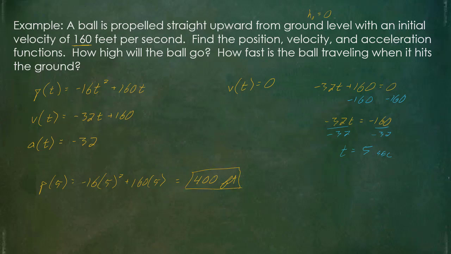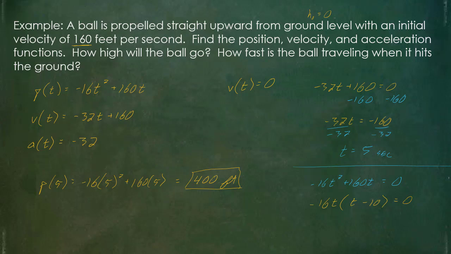Then the second part is, how fast will it be traveling when it hits the ground? Its position when it's on the ground would be 0, so I take the position function, negative 16t squared plus 160t, and figure out when its position is 0. With this one, I can factor out a negative 16 as well as a t. That would leave me with t minus 10.